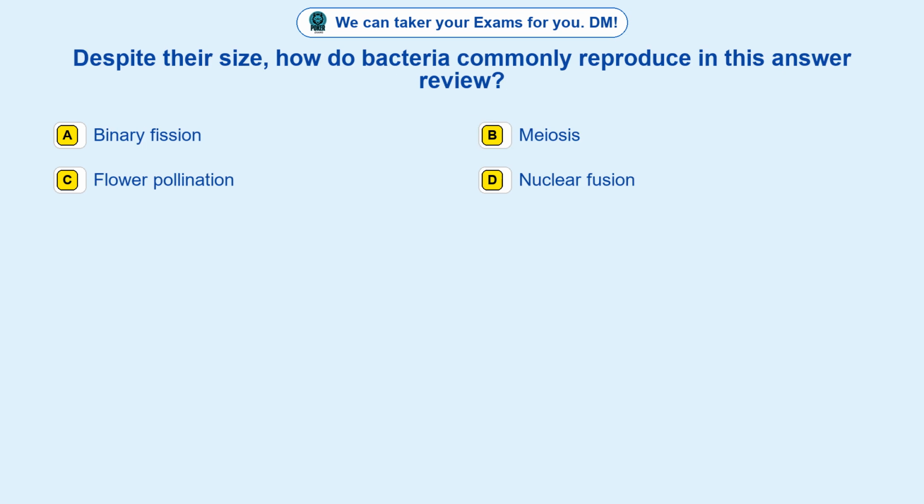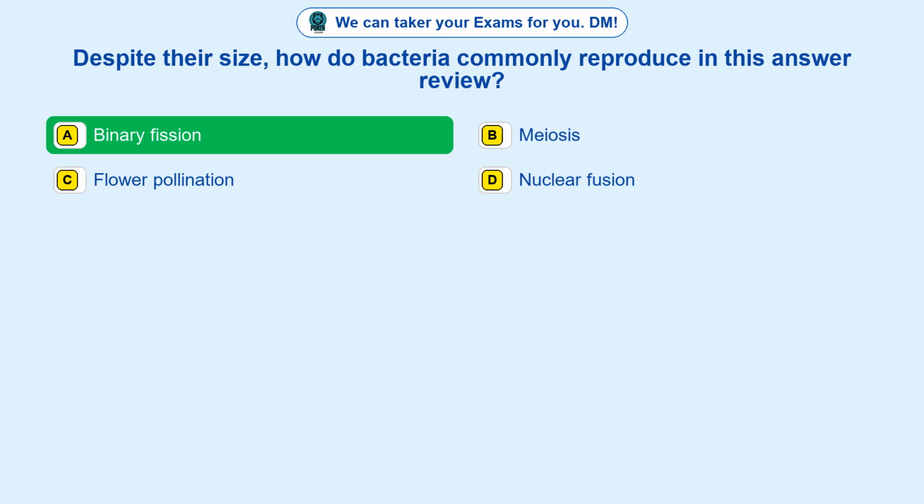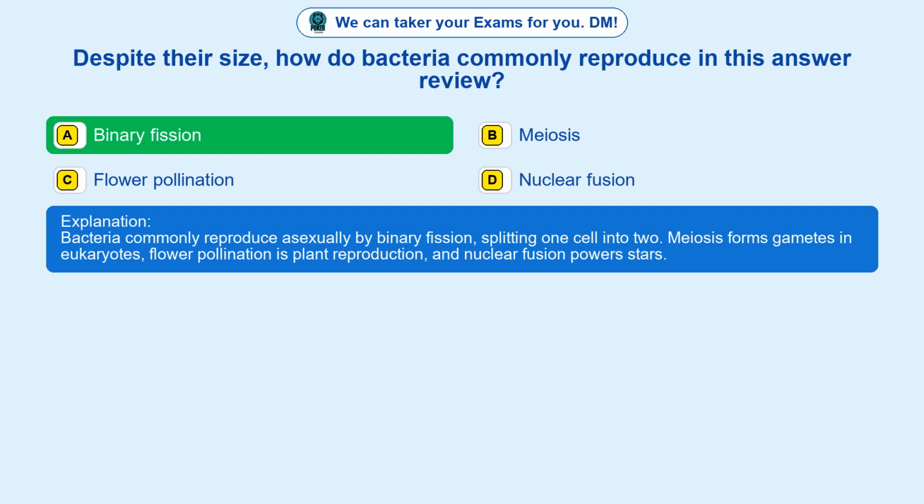Question 25. Despite their size, how do bacteria commonly reproduce in this answer review? Option A, binary fission. Option B, meiosis. Option C, flower pollination. Option D, nuclear fusion. The correct answer is option A. Binary fission. Bacteria commonly reproduce asexually by binary fission, splitting one cell into 2. Meiosis forms gametes in eukaryotes, flower pollination is plant reproduction, and nuclear fusion powers stars.